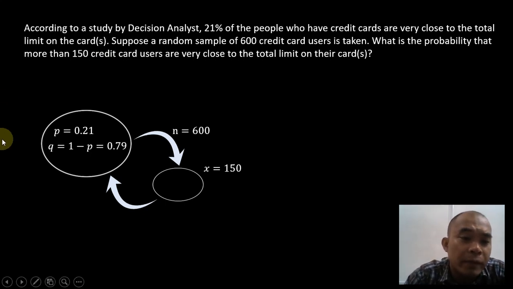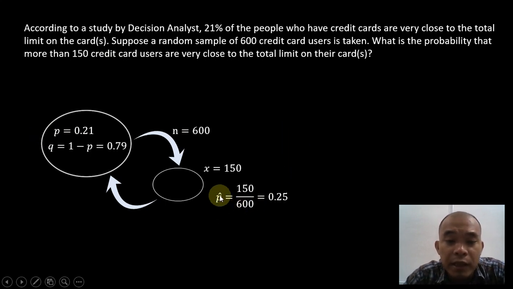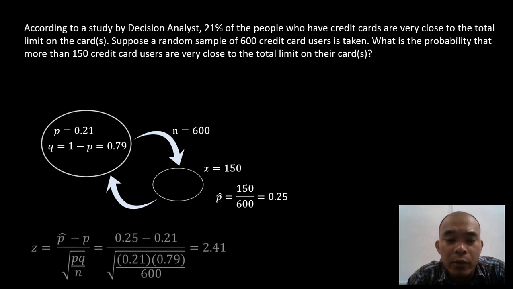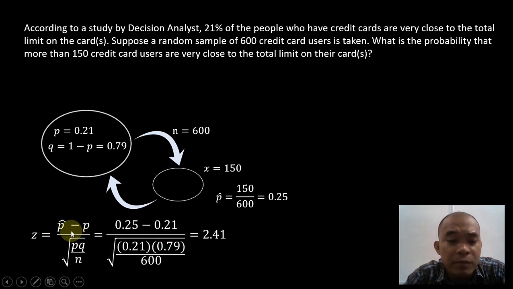So we have to solve for the sample proportion. The formula for our sample proportion is X divided by N, so that is 150 divided by 600. The sample proportion is 0.25. So what formula are we going to use among the three? Very simple, since the problem is talking about proportion, we're going to use this formula here. Then just substitute: 0.25 minus 0.21, divided by the square root of 0.21 times 0.79 divided by 600. Just press equals here, and we get 2.41.